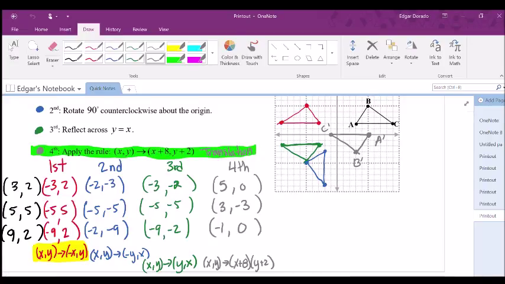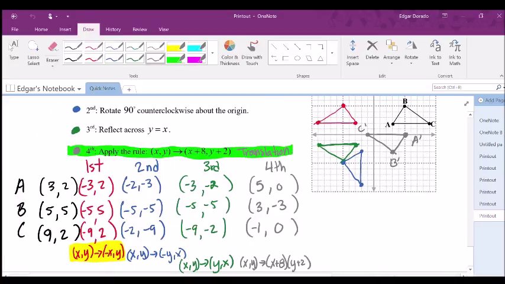All right, a ton of work for this problem, but it kind of brings across every single type of transformation we've done in this chapter.